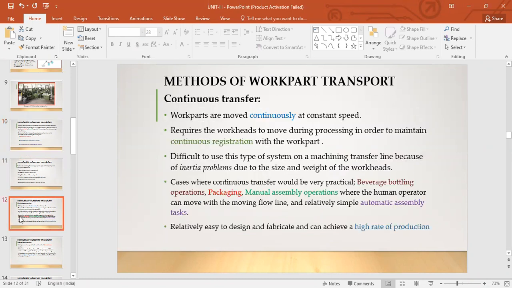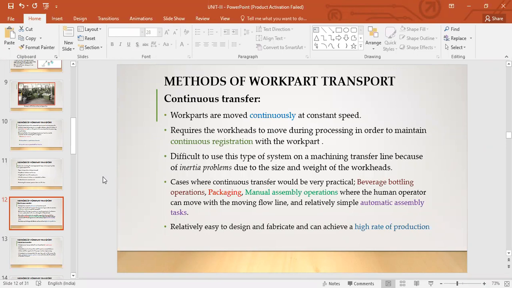So yes, for the three types. Okay, now we'll see what are the three types. So you'll understand why those factors are important to be considered. So in the continuous transfer system, you have the work parts moved continuously at constant speed. So the speed is constant and the work parts are moved continuously.